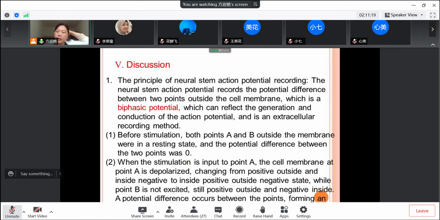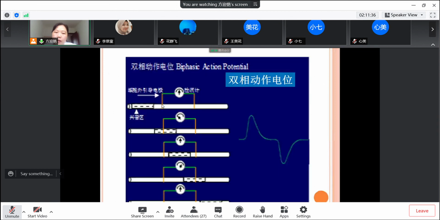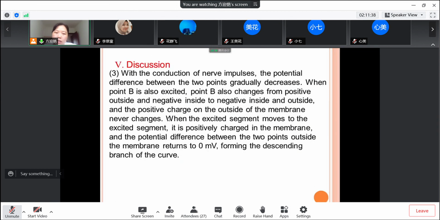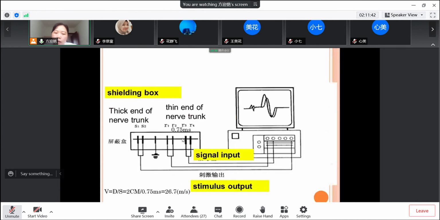First, I hope you know how we record the action potential. This is the principle of nerve trunk action potential recording. We can see here that the recording does not insert the electrode inside the nerve trunk. It is also outside the cell membrane.